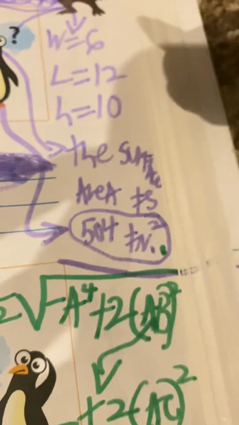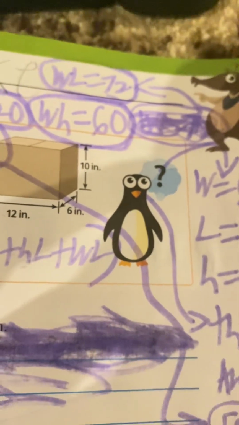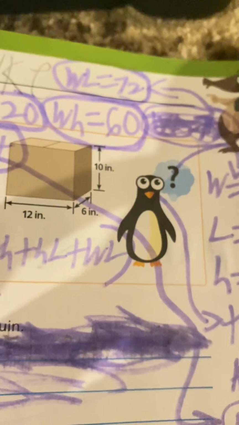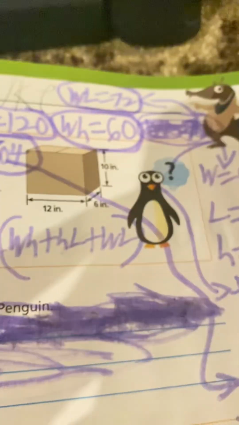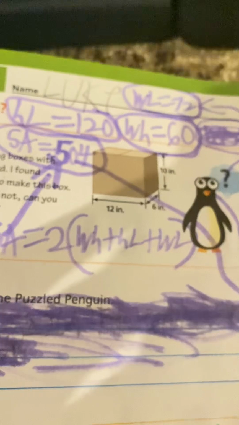So Puzzled Penguin, the surface area is 504 square inches. Oh yeah, 504. Because I used the formula wrong. Yes. How did you do your formula? Well, simple. I did like you said. A equals 2 times W squared plus H squared plus L squared. Interesting. Let's try that.